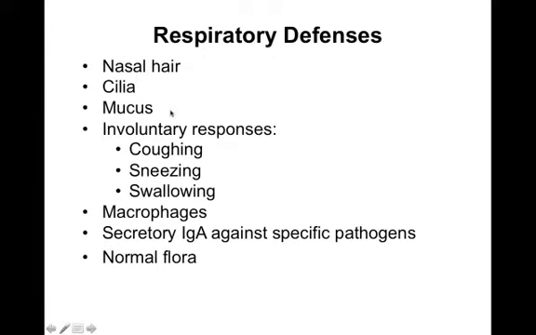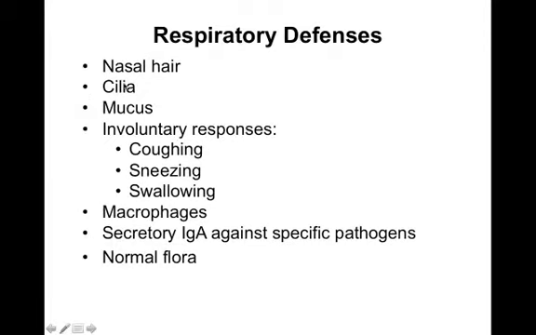So some respiratory defenses: a lot of primary defenses just to block any potential pathogen from making its way into the lungs before it can actually get there. It saves a lot of energy by having a bunch of primary defenses. So nasal hair, cilia, mucus.